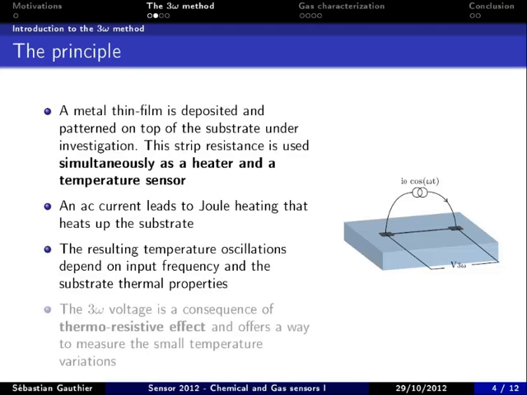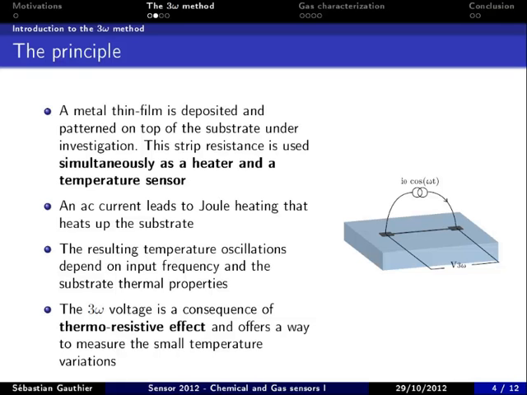So this temperature oscillation will depend first on the frequency of the injected current, but also on the thermal properties of the substrate, and that's what we want to know. So the way to measure this temperature oscillation is to measure this so-called 3 omega voltage, which is a consequence of the thermoresistive effect.